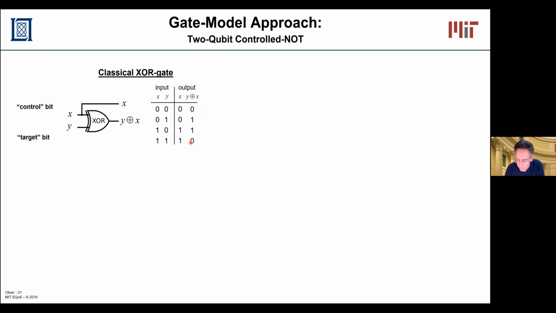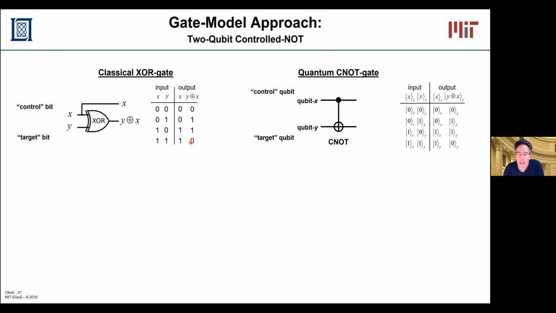Okay, and that's how the exclusive OR works. Now, the quantum analog of that is called a CNOT gate, or quantum CNOT gate, controlled NOT. And the truth table now has these quantum states, but you can see that the numbers are basically the same. We just have the kets now. And one of the qubits is called a control qubit, and the other is called a target qubit. And this is how we represent CNOT. So we perform an operation on qubit Y depending on the state of qubit X.